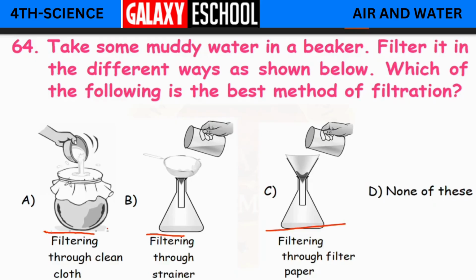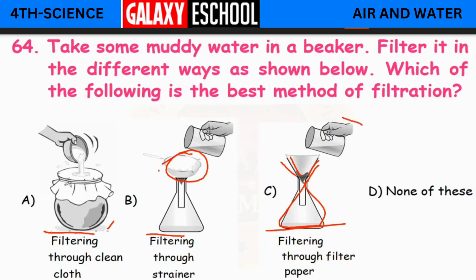So here, see children, we have tied a very clean cloth to the mouth of a container or a pot and we are just pouring the water. This is one method. Another method is we have kept a strainer, and we are again pouring the water, filtering the water through the strainer. And another one is we have placed filter paper in a beaker and then we are pouring the water through the filter paper. So where do we get the best water?